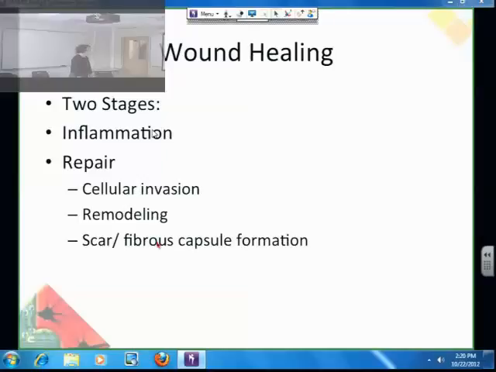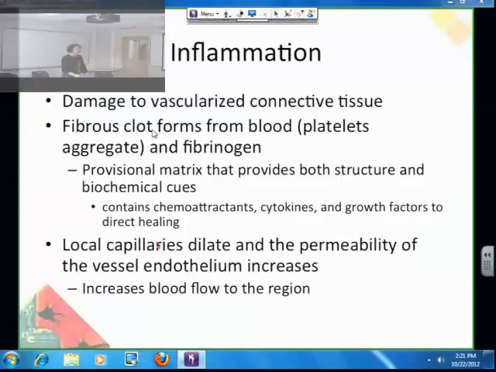So wound healing in a normal sense: if you get a cut or an injury in any tissue in your body, it will undergo two stages of wound healing. The first is inflammation, which is a normal part of wound healing, and the second is the repair phase, which you can break down into cellular invasion, remodeling, and scar formation. So as soon as you have an injury inflicted on a tissue, you have inflammation, and damage to the blood vessels is what triggers the inflammatory cascade and the whole process of wound healing to begin.